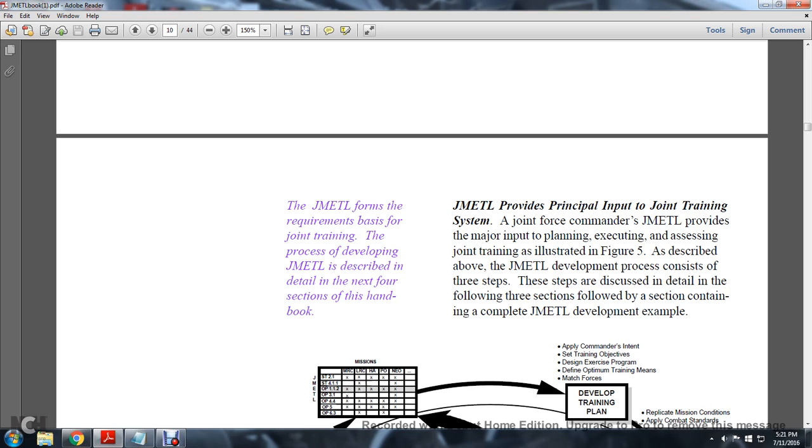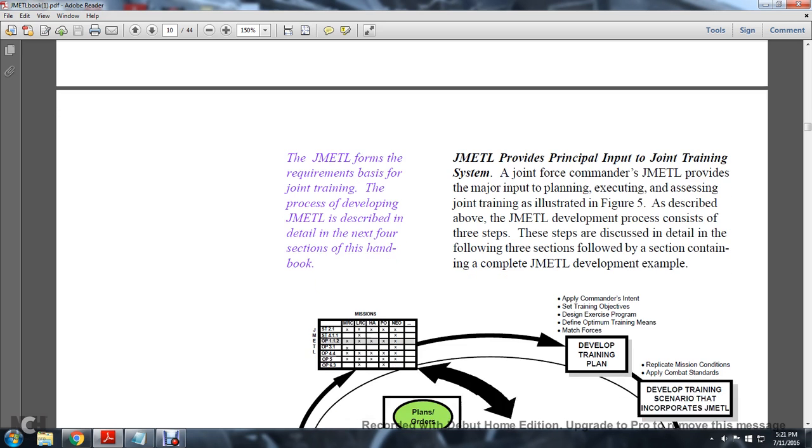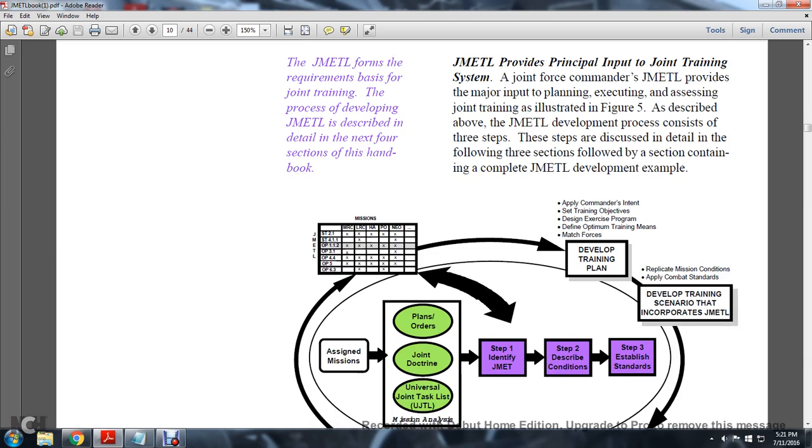The Joint Mission Essential Task List provides a major input to planning, execution, and assessing joint training, as illustrated in Figure 5. As described above, the Joint Mission Essential Task List development process consists of three steps. These steps are discussed in detail following these directions, followed by a section containing a completed Joint Mission Essential Task List development example.